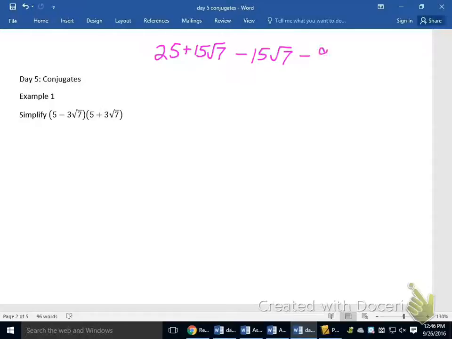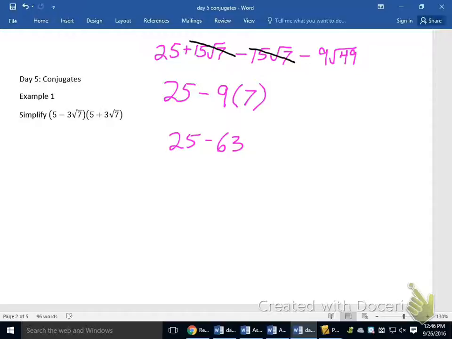minus 9 root 49 when I multiply the negative 3 root 7 with the positive 3 root 7. 3 times 3 is 9. 7 times 7 is 49 inside the root. The reason why this comes out a lot nicer, the 15 root 7 minus 15 root 7 will cancel each other out to 0 root 7. So they're gone. Now I'm left with 25 minus 9 times the square root of 49. Now square root of 49 itself is 7. No more root. So this is 25 minus 63. Alright, and that is negative 38.